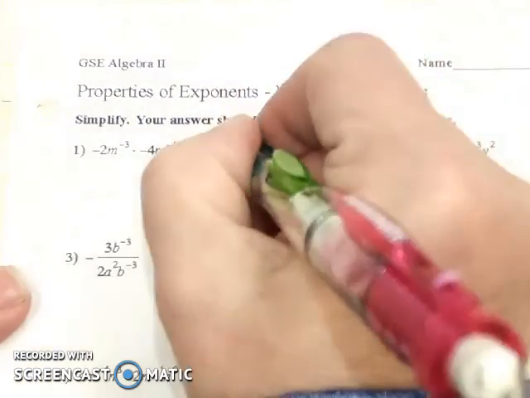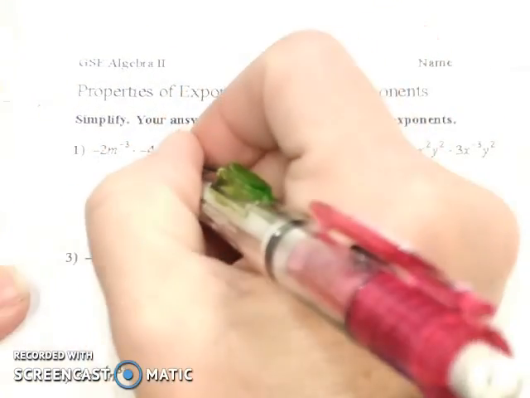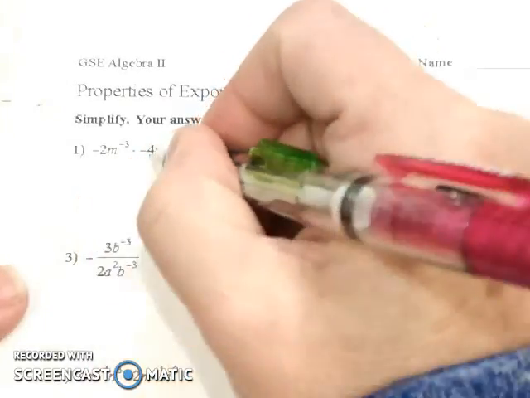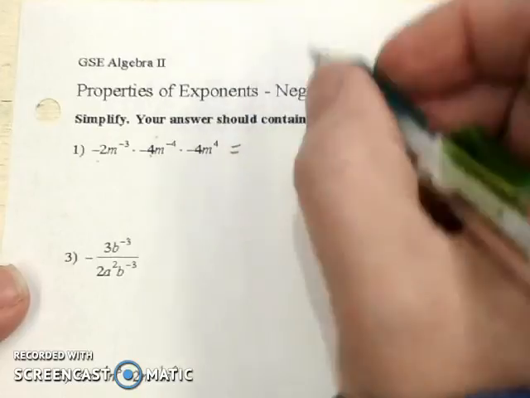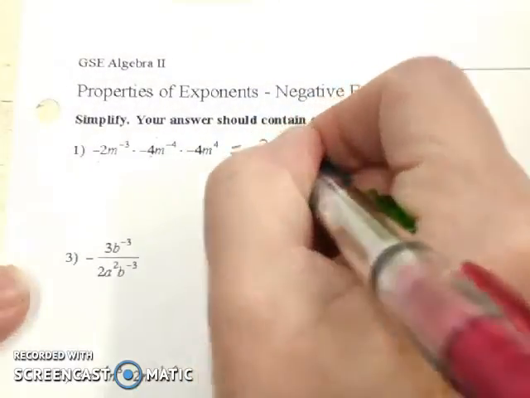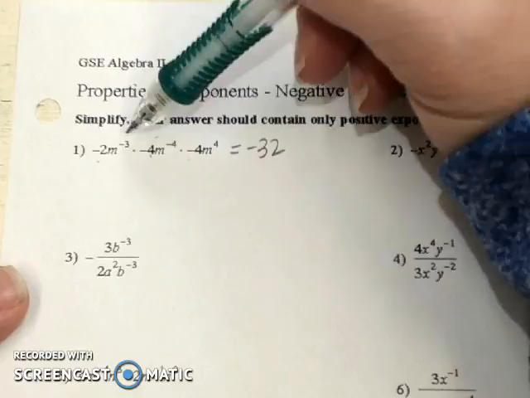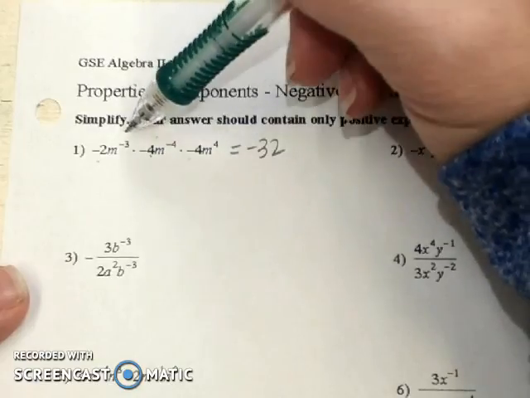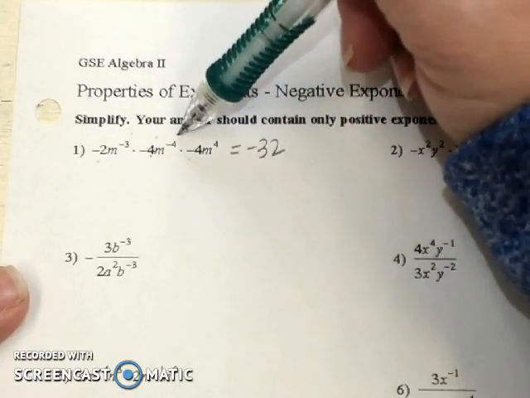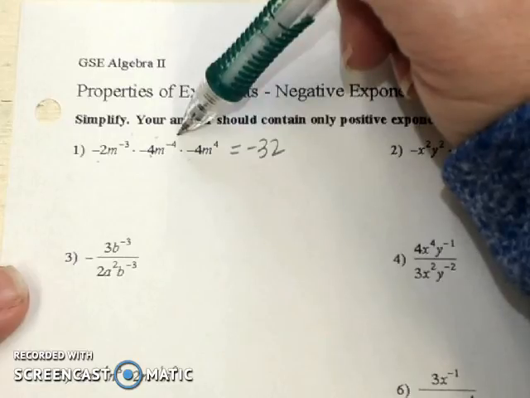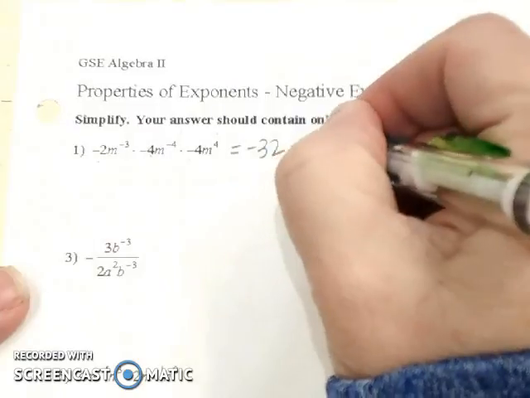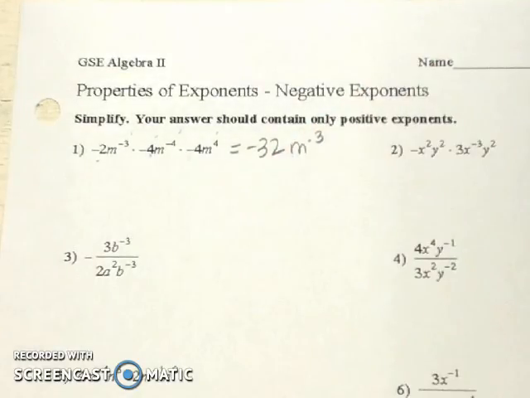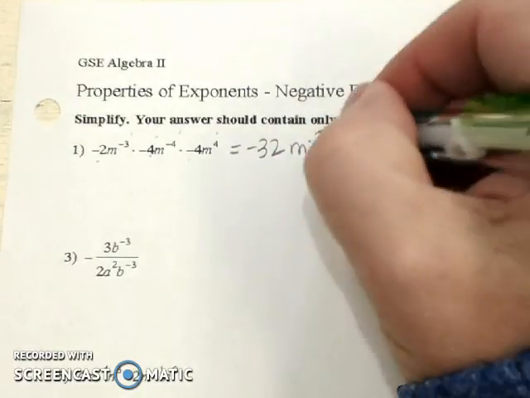I am going to use my rule that says if you're multiplying, you add. So I've got negative 2 times negative 4, which is positive 8. And 8 times negative 4 is going to give me a negative 32. And m to the negative 4, m to the negative 3, and m to the negative 4 gives me negative 7. And negative 7 plus 4 is still a negative 3. And that's when I'm going to apply that negative exponent property.